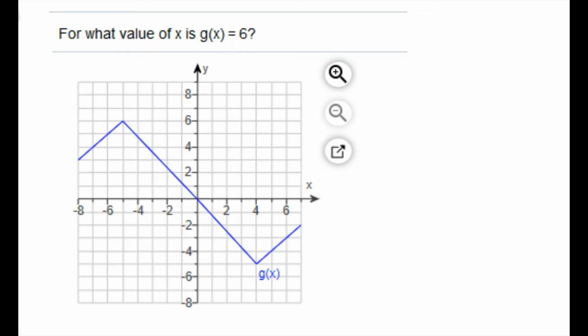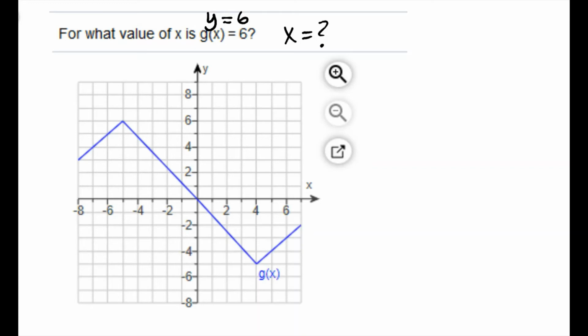Now for this example, we have to keep in mind that the notation g of x means the same thing as y. So this is telling us that y equals 6. And the question is asking us for an x value. For what value of x?